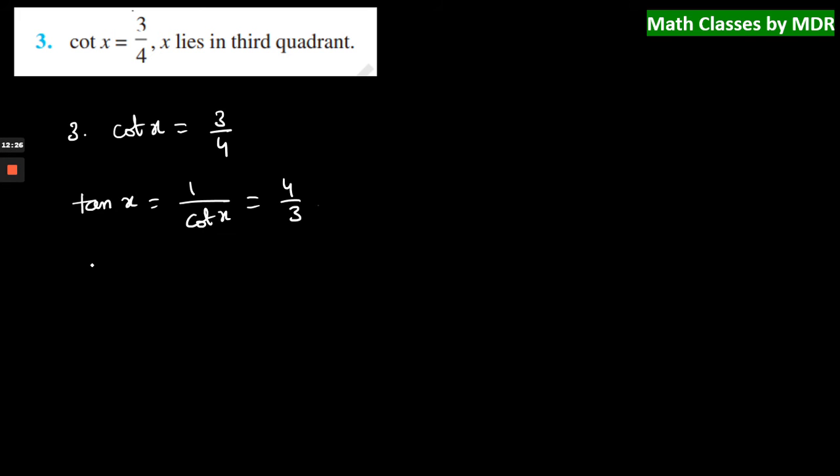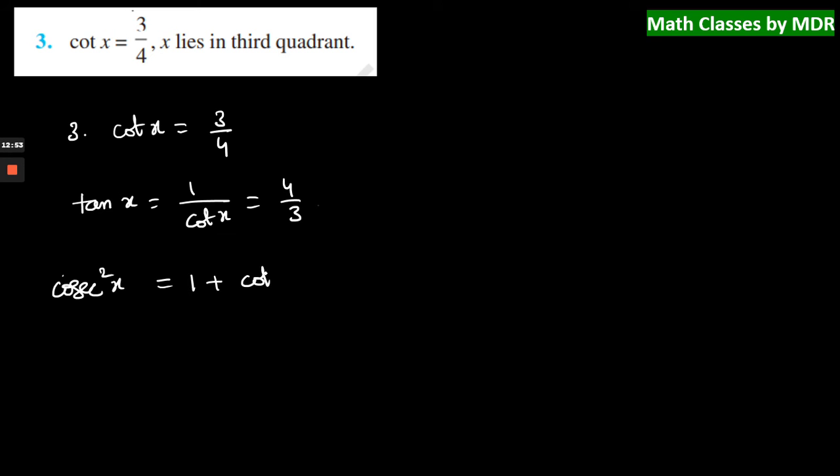So now in order to get the other trigonometric ratios, let us use any one of the basic identities, secant square x minus tan square x or cosecant square x minus cot square x. So let us take cosecant square x minus cot square x is equal to 1. So I will write it as 1 plus 3 by 4. Maybe let me write one more step.